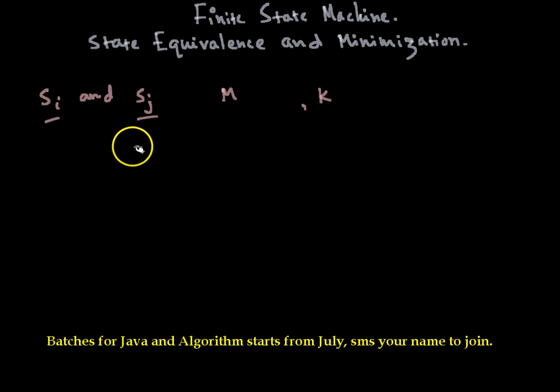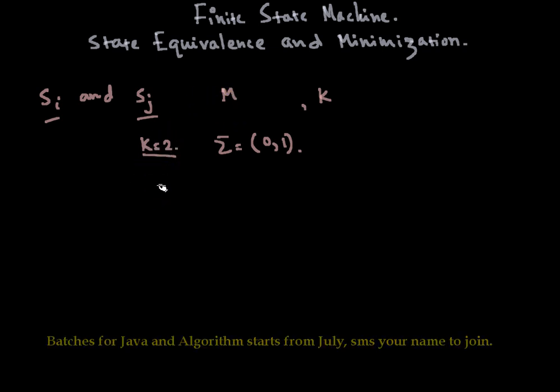That means, let us consider that k is equal to 2 and we are having the input alphabet as this one. That means the input string is going to be a string over 0 and 1. Now if we are considering the input string of length 2, then Si and Sj, these two states of machine M, are said to be 2 equivalent if for all input strings of length 2, when supplied to the machine M, considering Si and Sj as the initial state, produces the same output sequence.